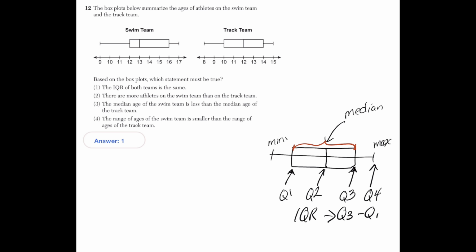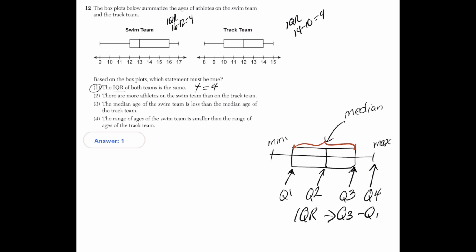Alright, so now let's look at what we have here in this answer, and why is number 1 the correct answer? It says because the IQR is the same for both teams. For the swim team, my numbers go from 12 to 16, so my IQR would have been 16 minus 12, which is 4. And for the track team, it goes from 10 to 14, so your IQR is 14 minus 10, which is also 4. So that is why number 1 is the correct answer.